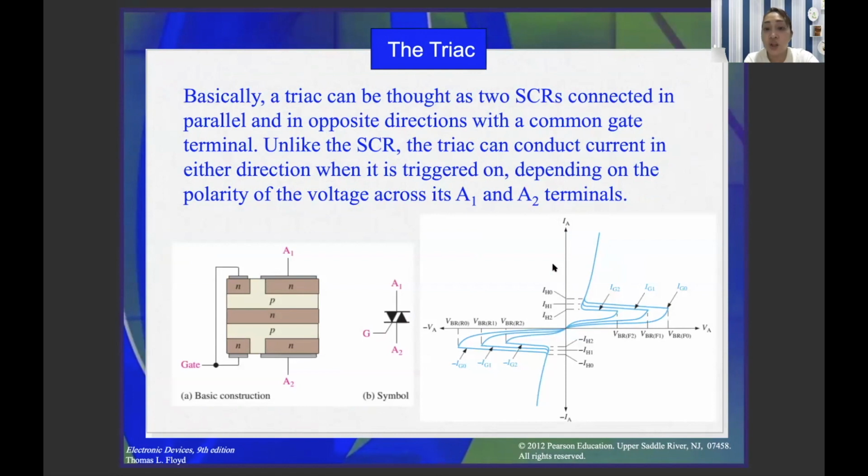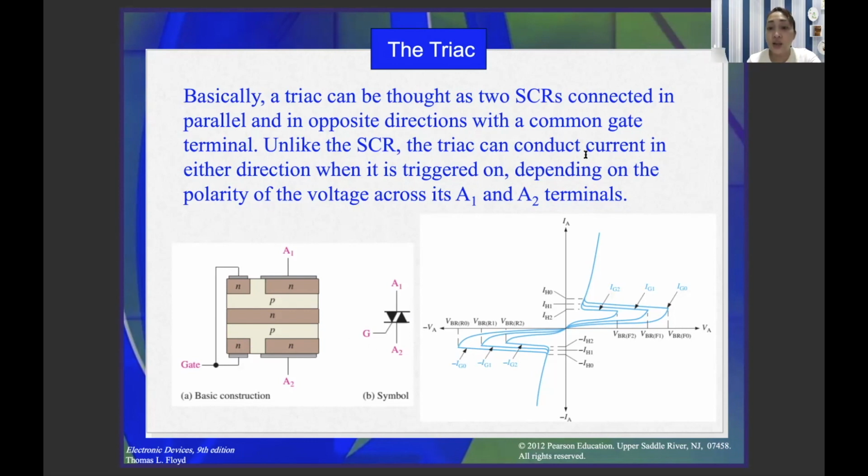Basically, a Triac can be thought of as two SCRs connected in parallel and in opposite direction with a common gate terminal. By this, we say that it is parallel in opposite direction with a common gate terminal. As you can see in the figure, it looks like a Triac with an extra gate, but it is not. It is the combination of two SCRs connected reverse parallel with the common gate.